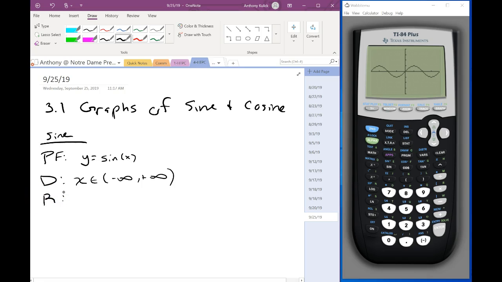The range, though, definitely does not look like all real numbers to me, because the y values all seem to be sandwiched between -1 and +1.